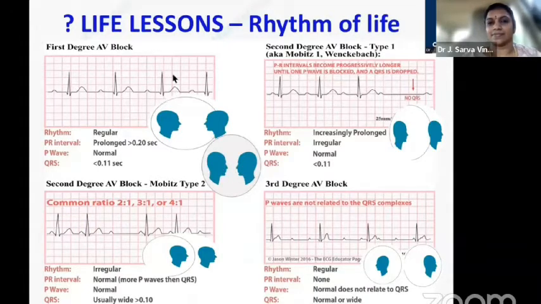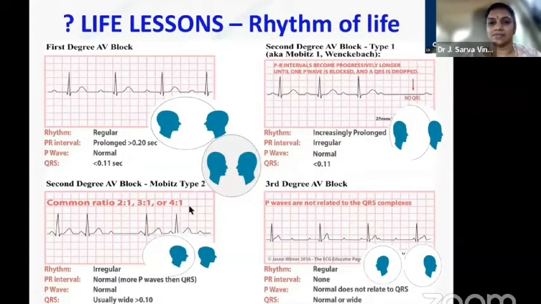The first degree AV block represents a strain in their relationship where the distance between the P and the QRS increases. So the PR interval increases and it is constant. Still they are in that relationship. What happens in second degree AV block? The PR interval progressively increases and eventually there is a dropped beat. So eventually the QRS goes out of the circle.